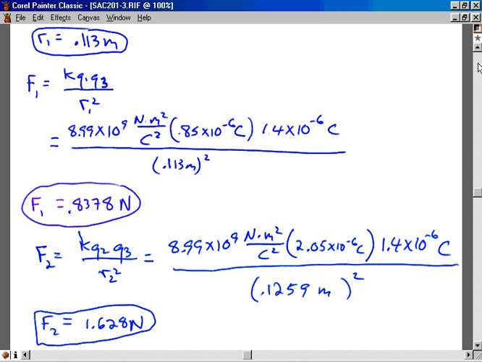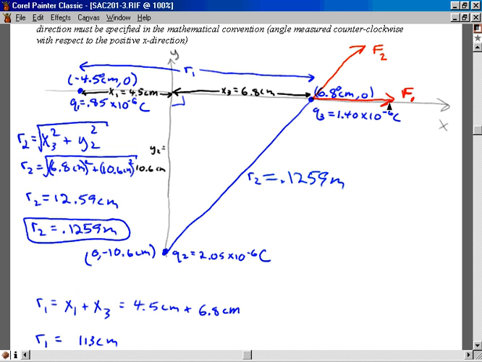F2. Okay, so now I've got values for both F1 and F2. I need to add those two together like vectors. I'm going to do a component diagram for F1. Actually going to be a pretty simple component diagram for F1. Let's try doing that over here.